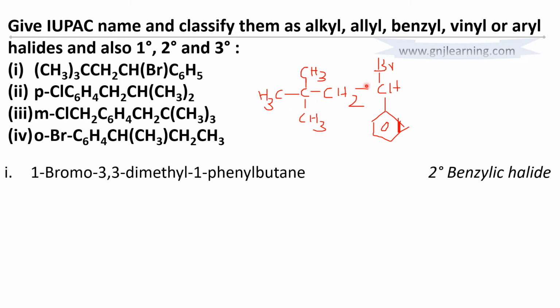So let us see the name. 1-bromo, 3,3-dimethyl, 1-phenylbutane. And this carbon is a benzylic carbon, so we can call it a benzylic halide. Since it is an sp3 carbon, you can clearly say that it is a secondary carbon. Why? Because it has 2 C-C bonds on it. Since it has 2 C-C bonds, it's a secondary carbon, a secondary benzylic halide.